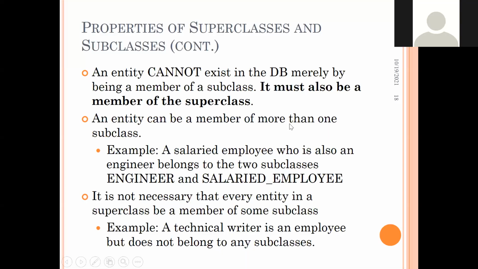So an entity can be a member of more than one subclass. That one I have explained. It is not necessary that every entity in a superclass is a member of a subclass. What does that mean? It means that you can be just an employee, when you're not a dean, not a lecturer, and not a secretary. So this is the statement: it is not necessary that every entity in the superclass is a member of a subclass. You can just be an employee who is not taking on any of the subclasses.